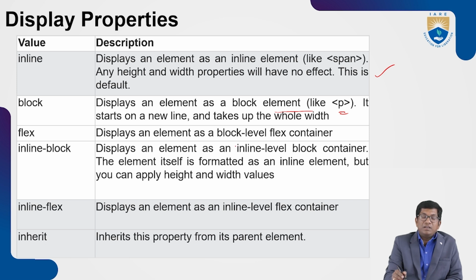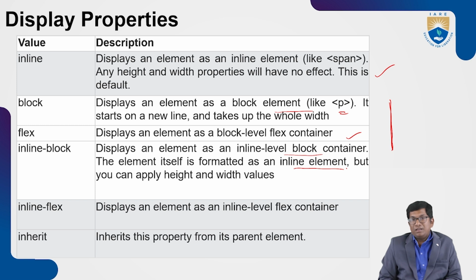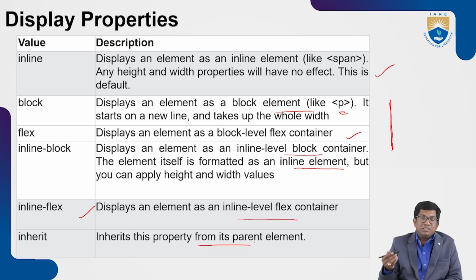Flex displays an element as a block-level flex container. Whatever content is there starts from the border and displays the text. Next, inline block displays an element as an inline-level block container. The element itself is formatted as an inline element, but you can apply height and width values. Inline flex displays an element as an inline-level flex container. Inherit: these properties inherit the parent's properties to the child.